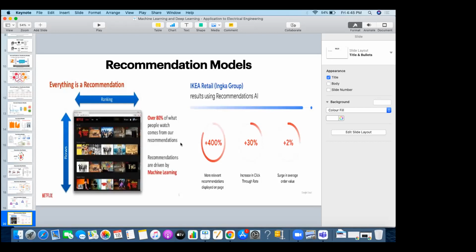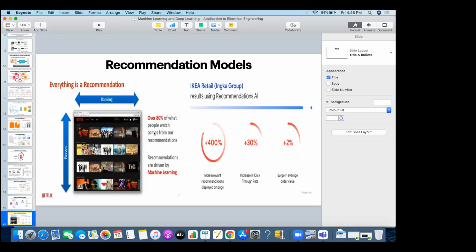Because of that, most of the time whatever is recommended performs better, because more and more people are using those recommendations. The same thing applies to a retail shop. They are also using recommendation engines.